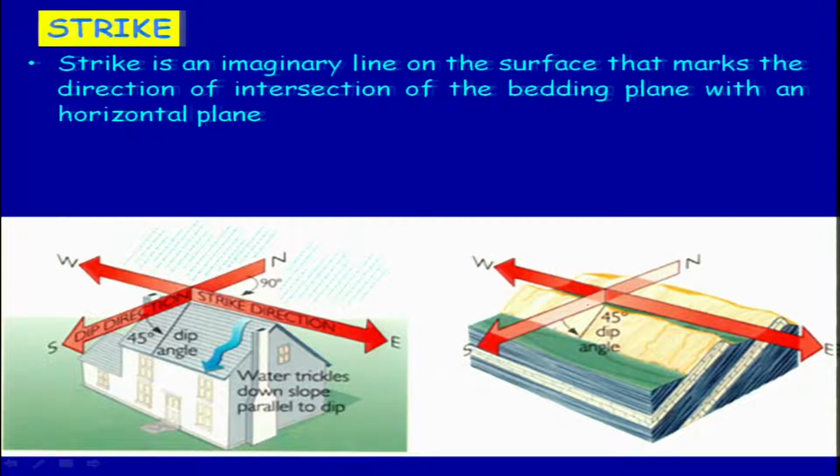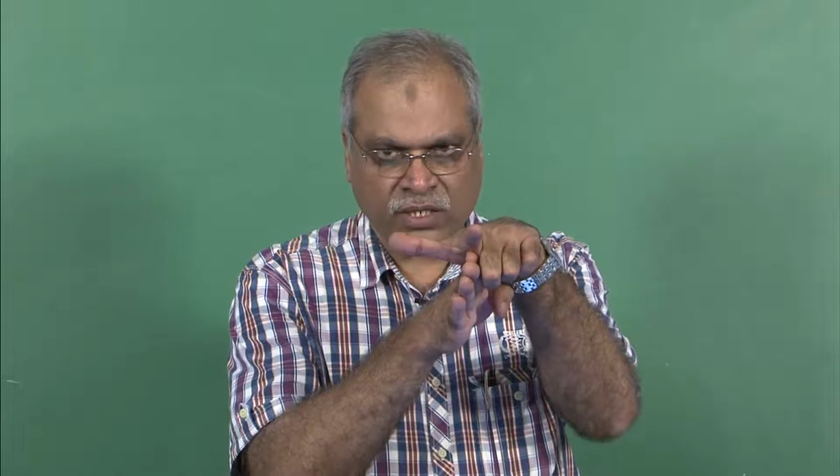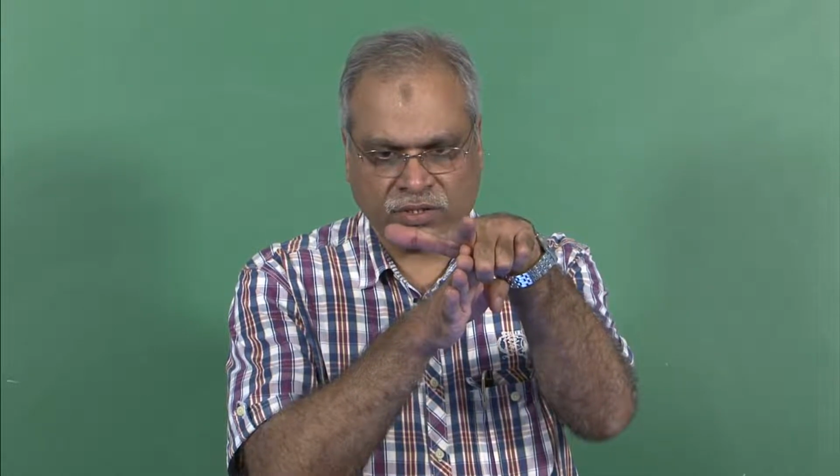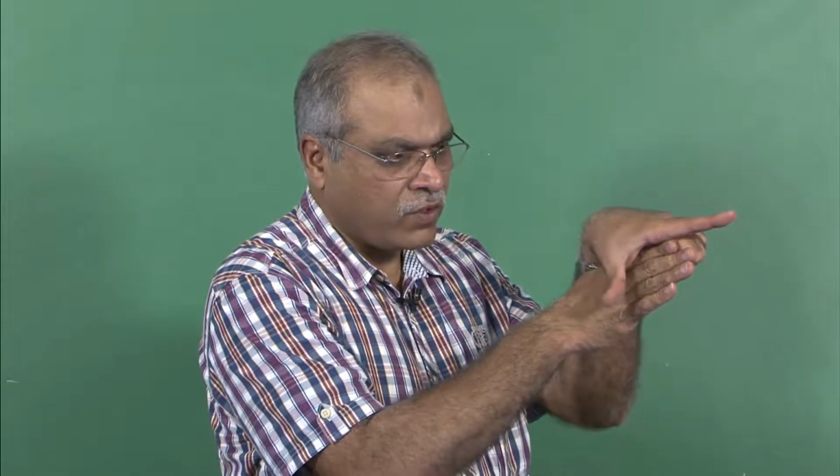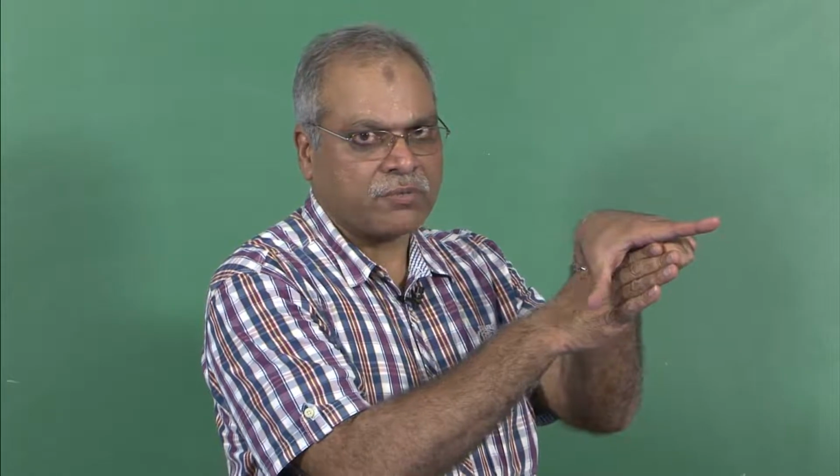You can see here what I am showing. So, you have an inclined bed, and then the dip direction is this one. And the amount of dip, you will say first the direction, this is the direction here, and then the amount of dip is this one. So, you will measure the angle with respect to horizontal.